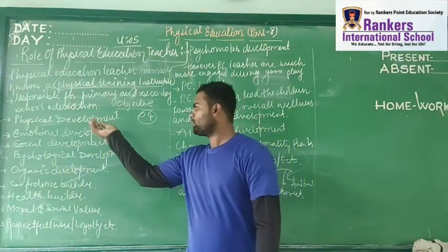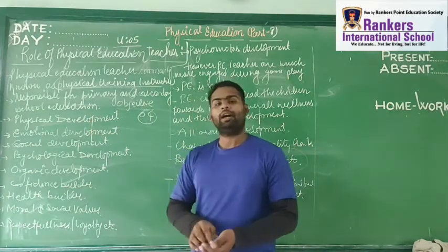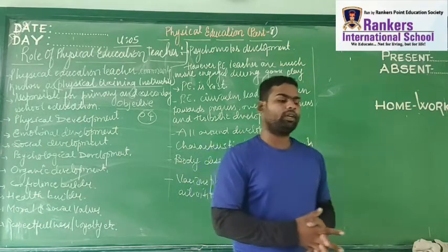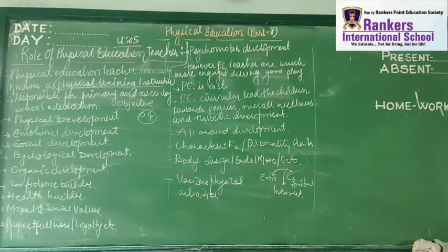The first objective is physical development. Now the point is, what is this physical development? When I'm reading about physical development, it means we are learning about the physical structure of the body. This physical development is the development of the physical structure of the body. So when we talk about the various kinds of development, the first development is physical development, right?